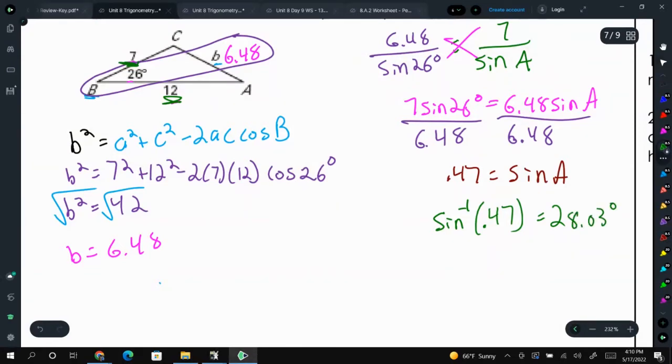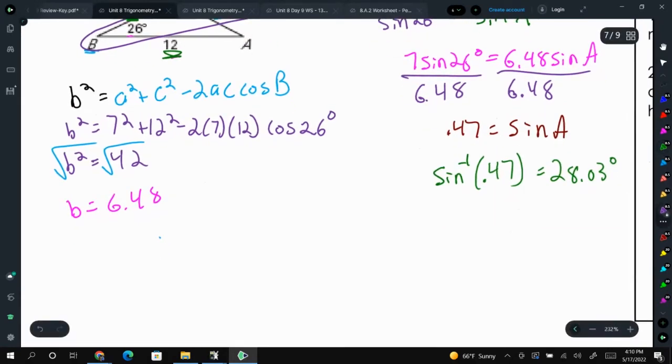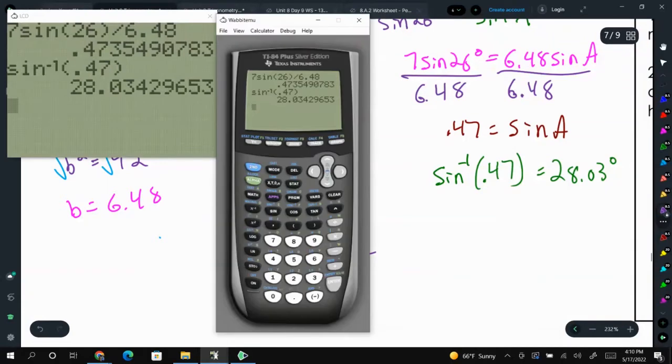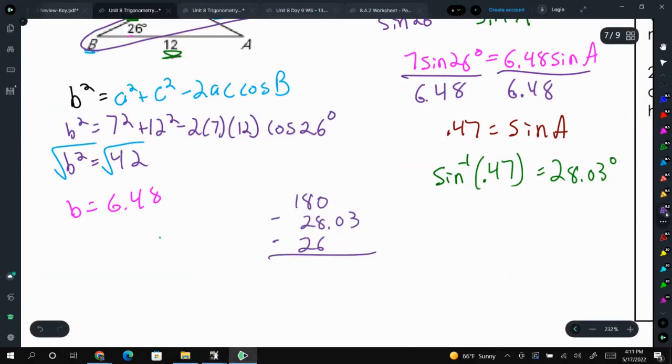So now that we know two angles, we can calculate the third one by doing 180 minus 28.03 minus 26, and that will give us our last angle. So 180 minus 28.03 minus 26. Oops, I forgot the minus button back here. And that's 125.97.